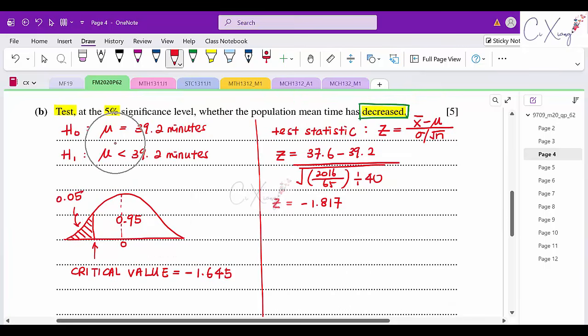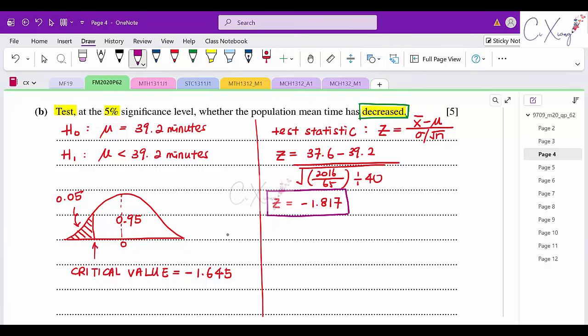First step, write out the null and alternative hypothesis. Second step, find the critical value. After that, find the test statistic. Next step is we need to do a comparison to know whether I should accept or reject the null hypothesis. So let's have a look at this Z here, negative 1.817. If I want to place it into the diagram that I drew just now, where should I put it? I should put it under this part because this value is smaller than the critical value.